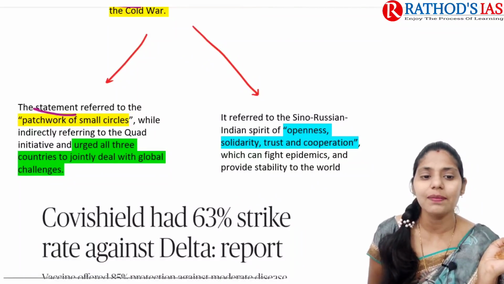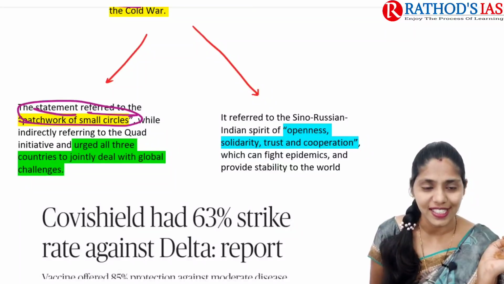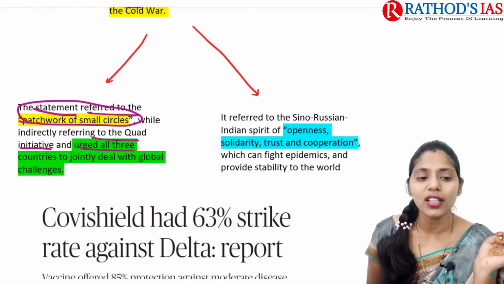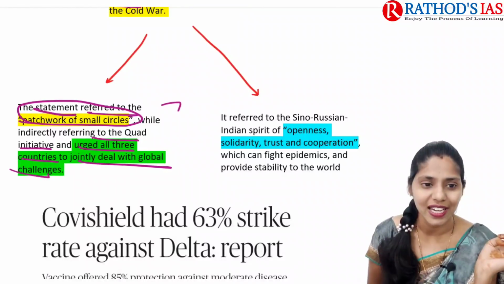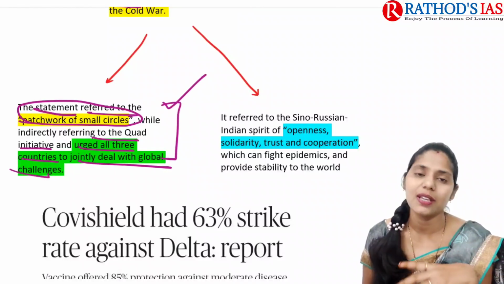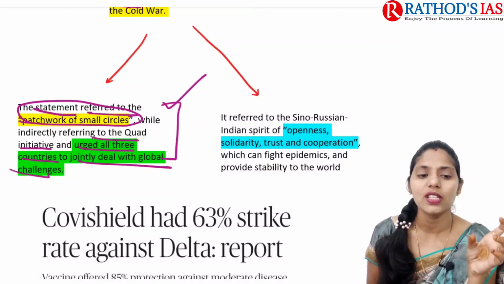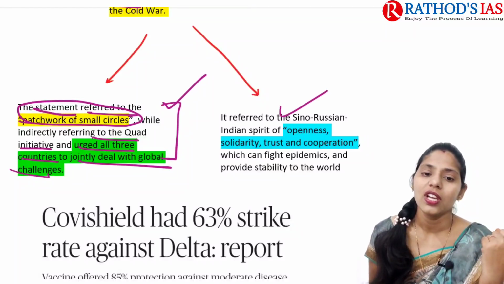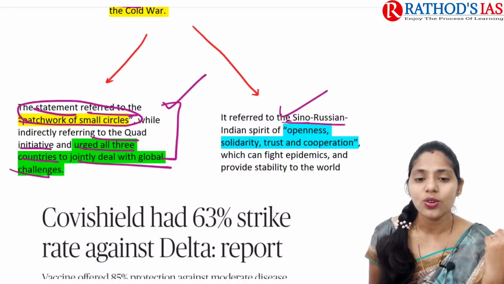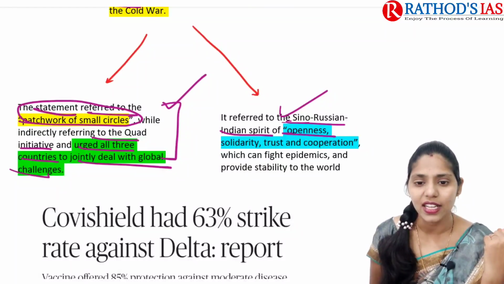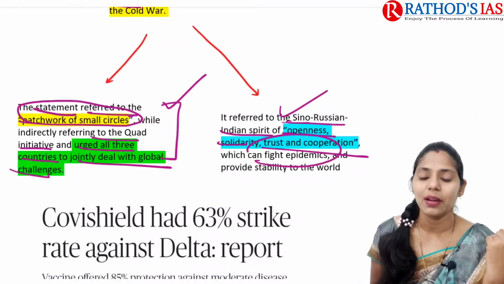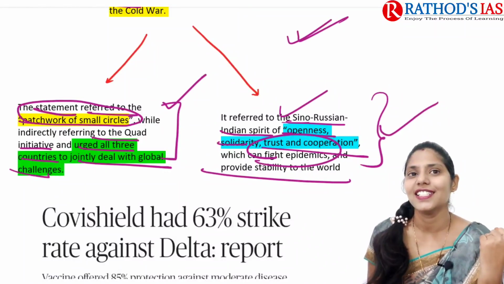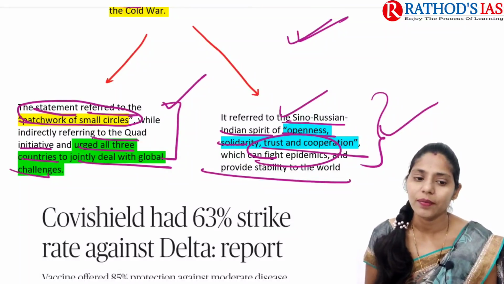Next, the statement referred to a patchwork of small circles, while indirectly referring to the Quad initiative, and urged all three countries to jointly deal with these global challenges. Finally, in this SCO summit, they said that they need to come together and jointly deal with the challenges seen in this Indo-Pacific region. It referred to the Sino-Russian-Indian spirit of openness, solidarity, trust and cooperation, which can fight epidemics and help provide stability to the world. So this is the gist of this topic, and I hope it is clear.